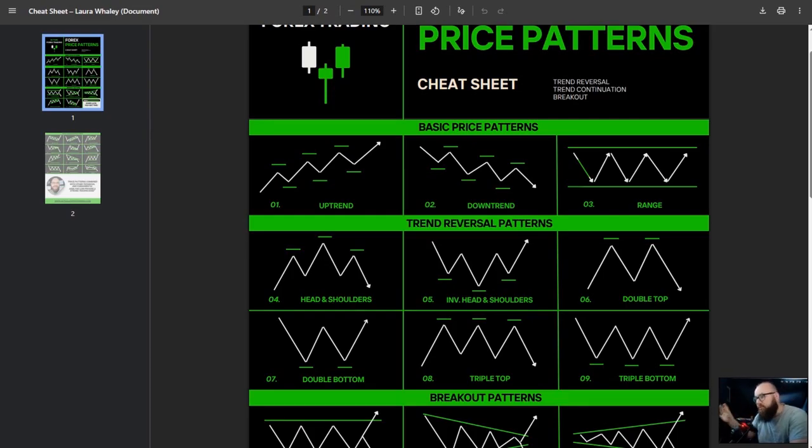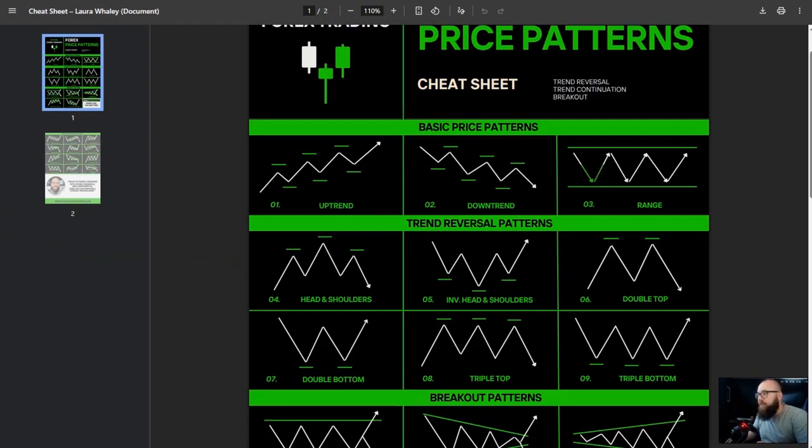So if you know how price uptrends with higher highs, higher lows, downtrends with its lower lows and lower highs, and how price ranges between a support and resistance, if you understand those 3 things, you have a foundation to understand all other price action patterns. These 3 create the foundation of all price action patterns. And that'll make more sense as this video goes on.